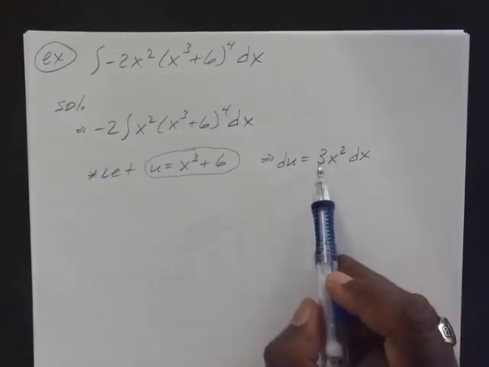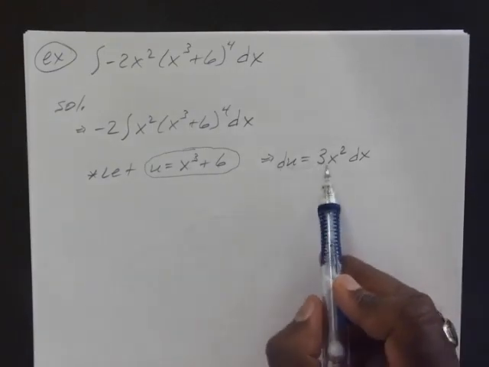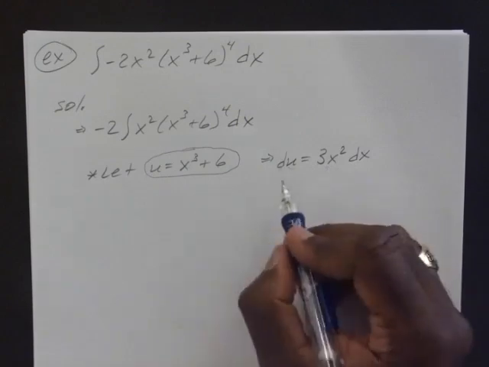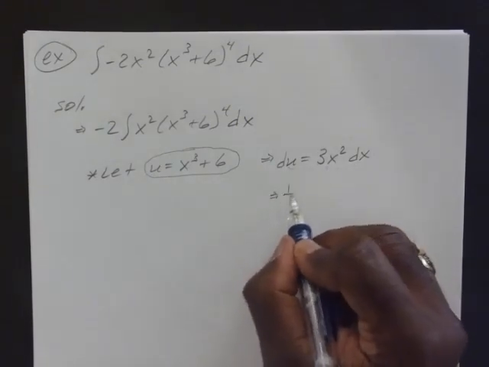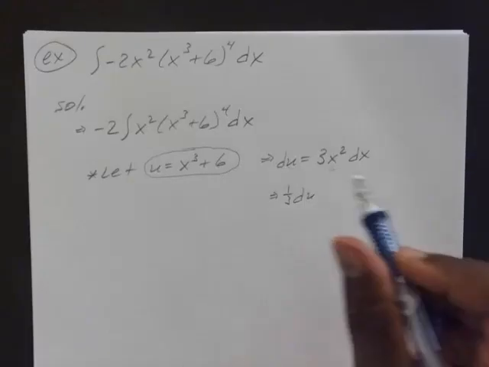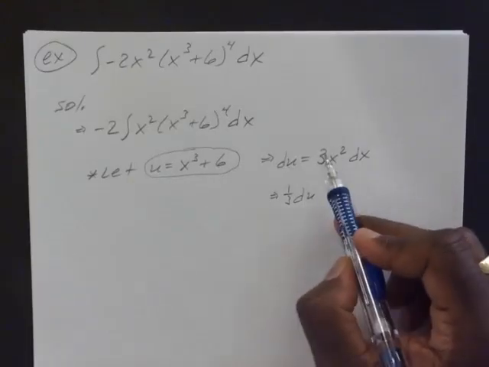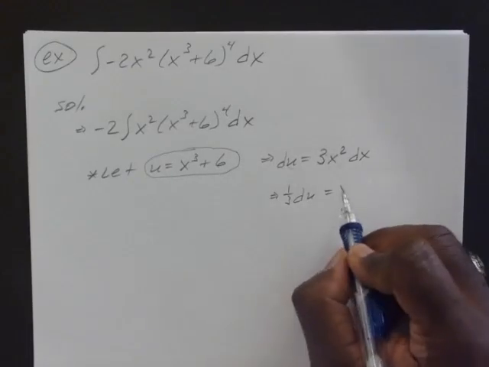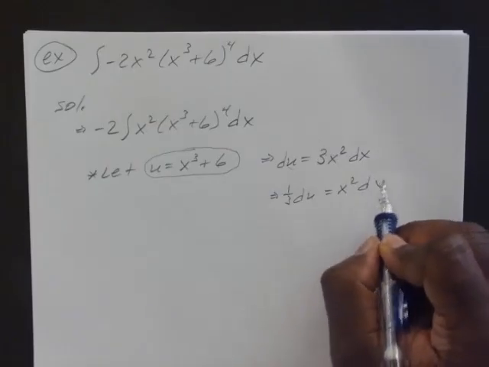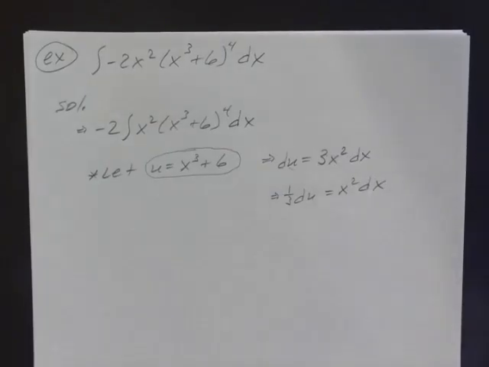Okay. So if we divided both sides by 3 or multiplied both sides by 1/3, we have 1/3 du. Multiply this side by 1/3, the 3 would cancel out. That's equal to x squared dx. Or you can divide both sides by 3. Either way works.